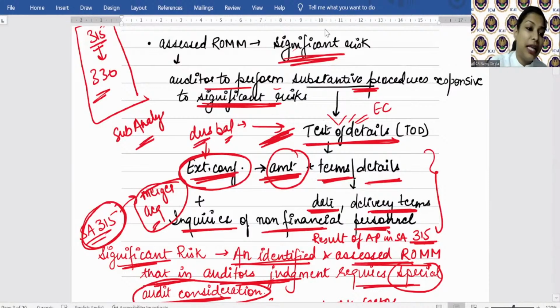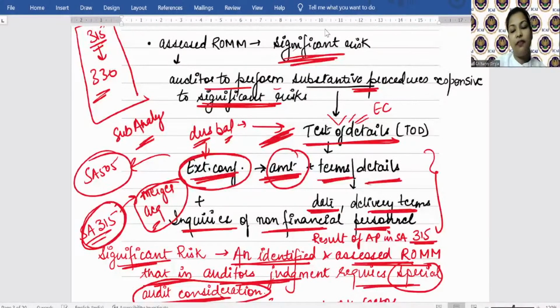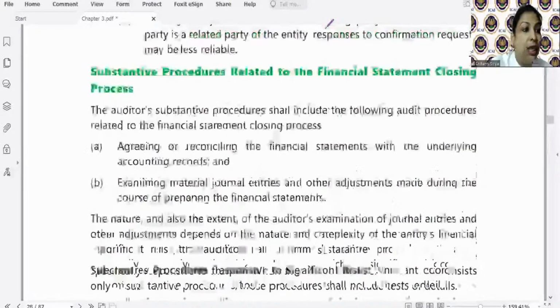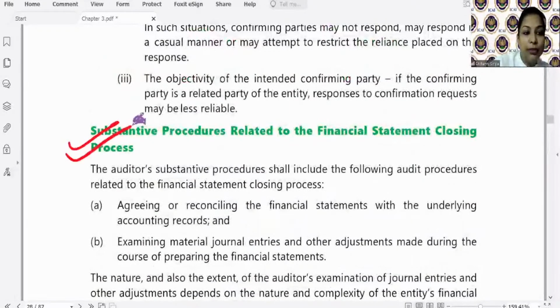अब वो एवरीथिंग एंड एनीथिंग में क्या क्या आएगा, that I will take up in SA 505 when we will be doing this topic in the next session. ठीक है. So this is what the substantive procedures related to financial statement closing process.